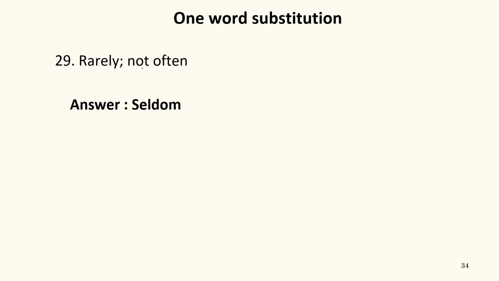Rarely, not often. When something happens rarely, it means there is almost no chance of it happening. Maybe, might be, it might happen, or maybe possibly never happen. That is equivalent to no. That is called seldom.